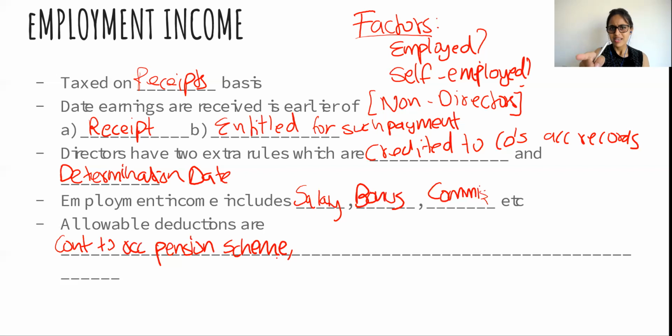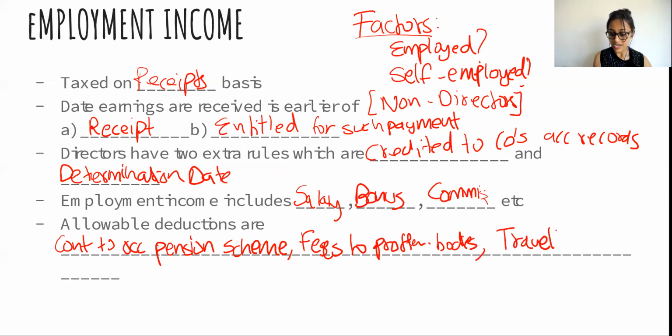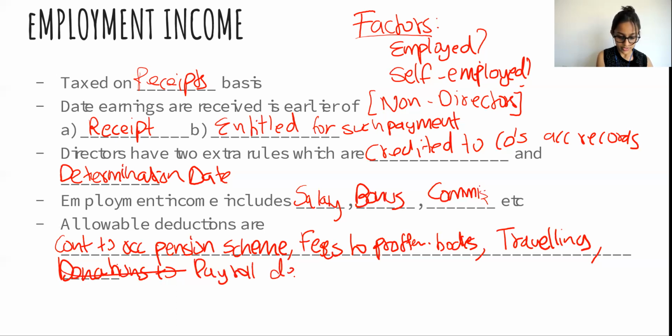So what are the allowable deductions? Contributions to occupational pension scheme. Is it the employer's or the employee's contribution we reduce? The employee's contribution. Then fees or subscription to professional bodies. Okay, that's another one. Then any traveling expense. Then donations to charity, that is payroll deduction scheme. Okay, that's another one.